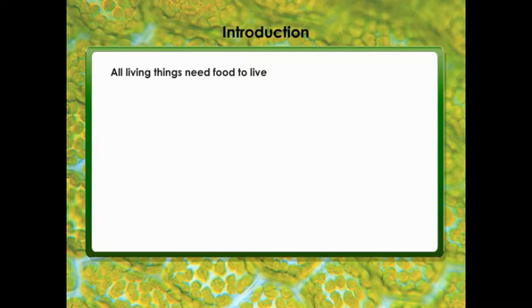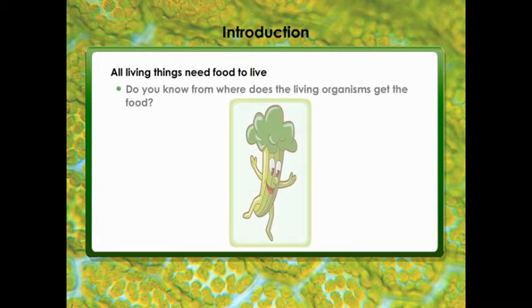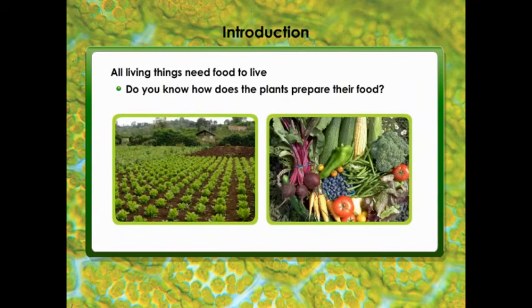Introduction. All living things need food to live. Plants can make their food themselves, but animals, including humans, cannot. Do you know from where the living organisms get their food? Do you know how the plants prepare their food?